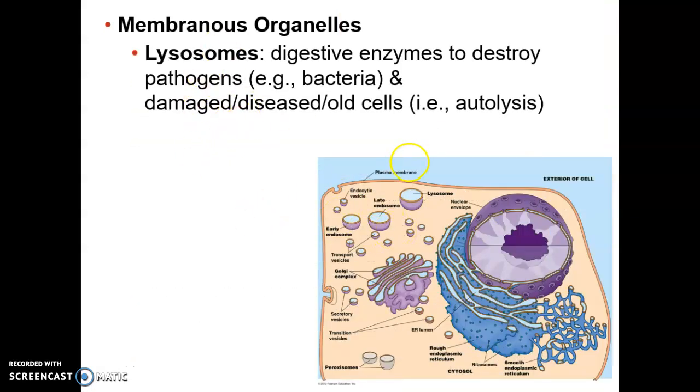Those lysosomes, here's another diagram of the nucleus, rough ER, smooth ER. Proteins get into transport vesicle, winding up with the Golgi apparatus or complex. Some of those proteins are digestive enzymes put into lysosomes. The lysosomes function to destroy things like bacteria and or even damaged, diseased, and or old cells. So some of the lysosomes will function to destroy the cell in what's called autolysis, which is a naturally occurring event.